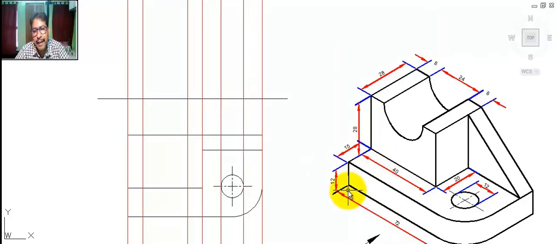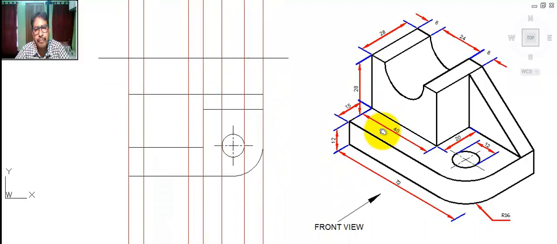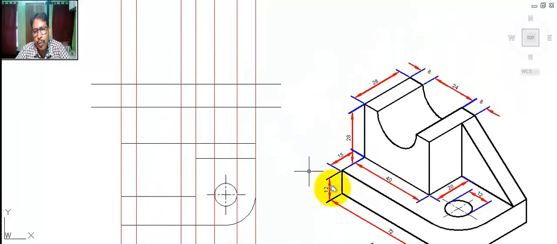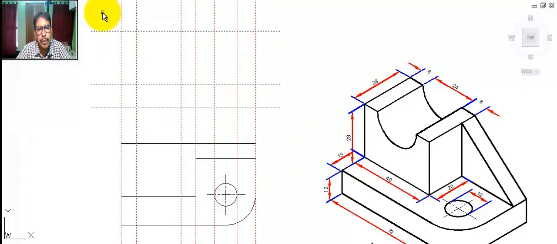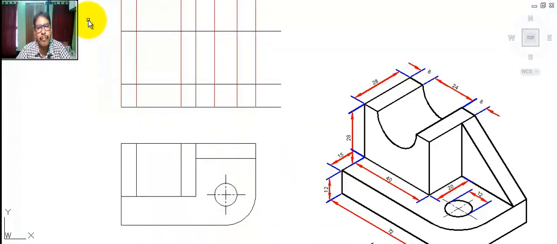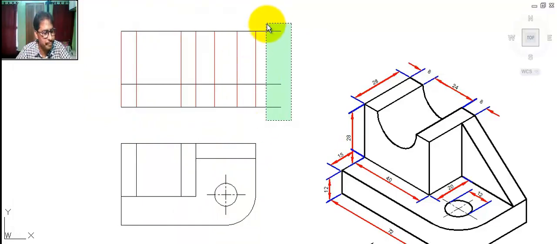Now this height is 12 in the front view. Draw a parallel line, this is 12. Now this height is 28. Draw a parallel line, 28. Okay. Now erase the projection line.